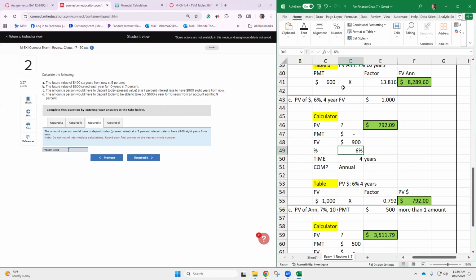Okay, mine is 7%. So I've got to change my number. And I'm looking at a time period of 10 years. Wow. Okay, so I'm going to take that out because that's not right. I'm going to look at table C. C is the one, because that is the present value of one amount. Okay, not an annuity. I'm looking at 7% in 10 years. Yep. All right, so let me go look.